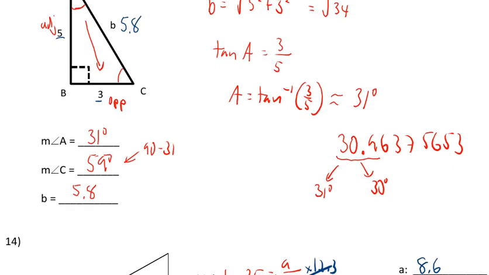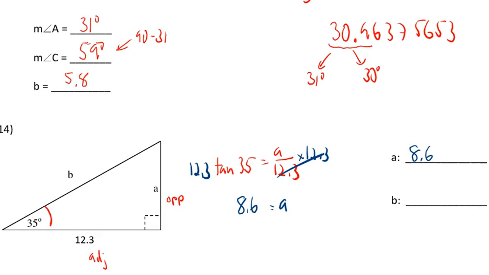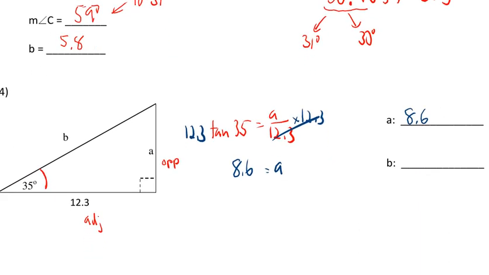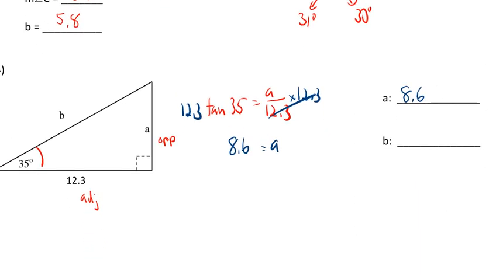All right, now side B, rather, B is the hypotenuse. And again, I don't want to say 12.3 squared plus 8.6 squared equals B squared. I don't want to use Pythagorean theorem because this is rounded off. It's not an exact value. I'm far better off just using a cosine equation. Cosine 35 degrees equals adjacent over hypotenuse.